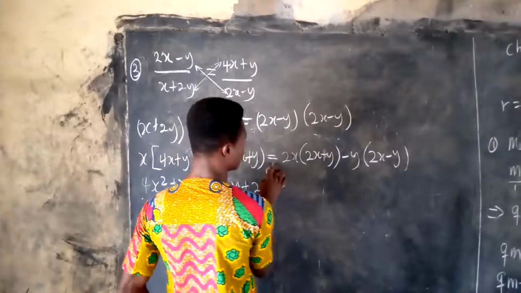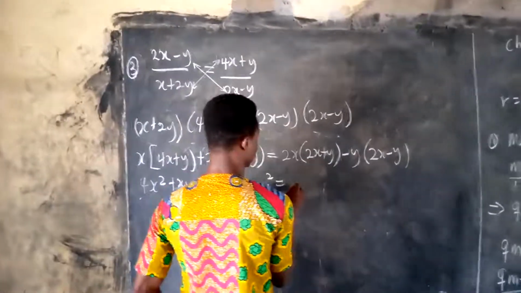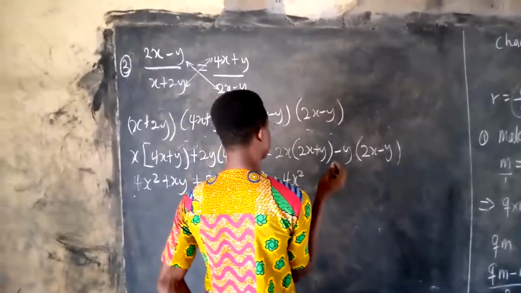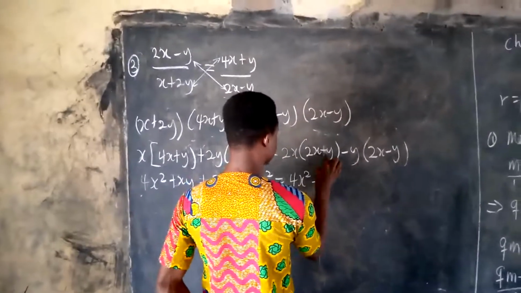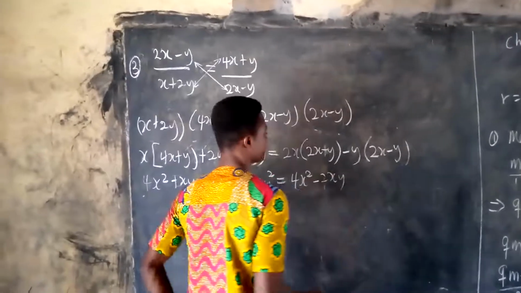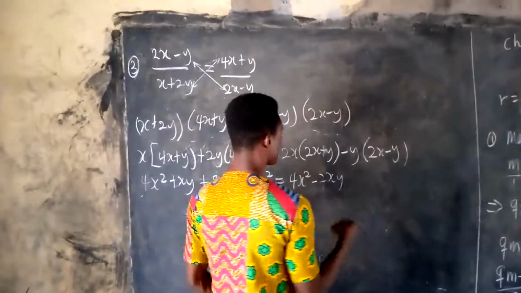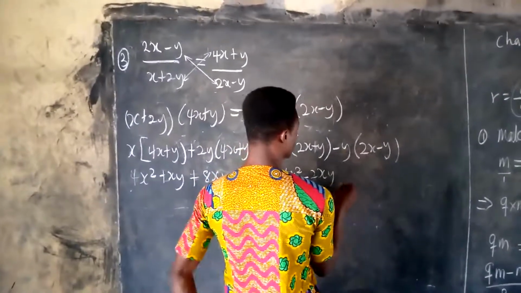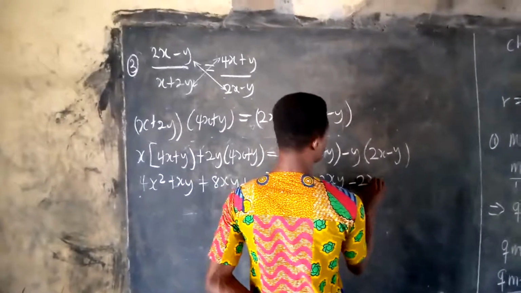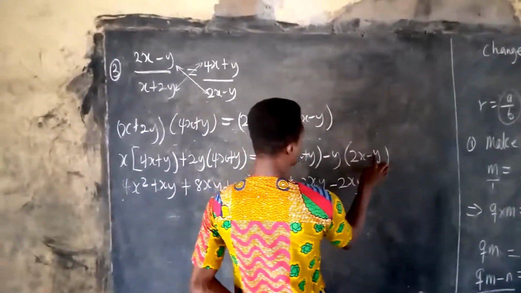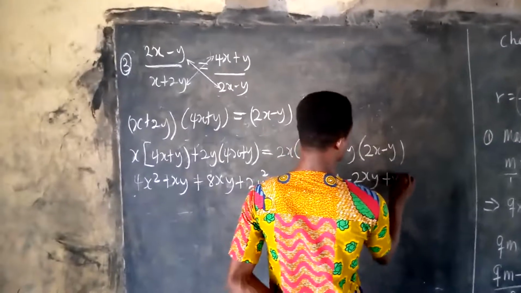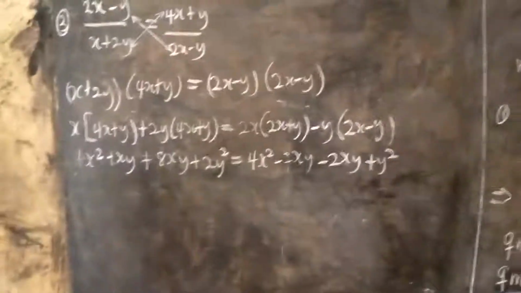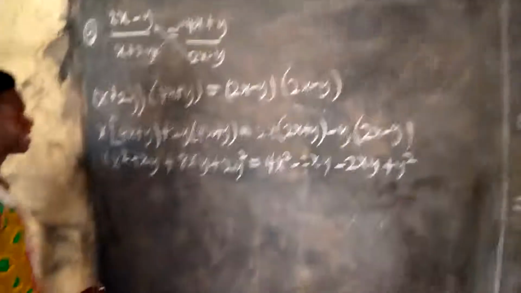You bring your equal sign here. 2x times 2x will give us 4x squared. 2x times y will give us minus 2xy, because there's a minus sign here. And then we are done with this bracket. Come here: minus y multiplied by 2x will give us minus 2xy. And then minus times minus here will give us plus y squared. Okay, so with this, we try to group like terms.